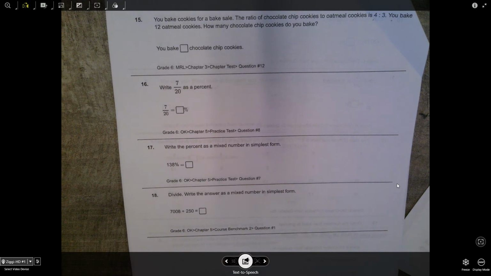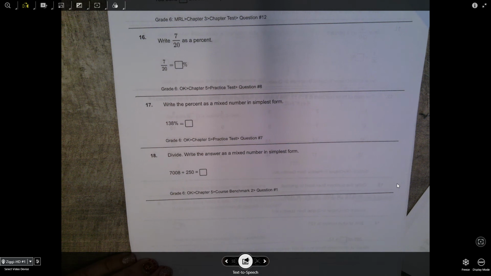Write 7/20 as a percent. Convert to a decimal. Multiply by 100 to get the percent. Write the percent as a mixed number. Remember, percent means out of 100. That should help you on that one.